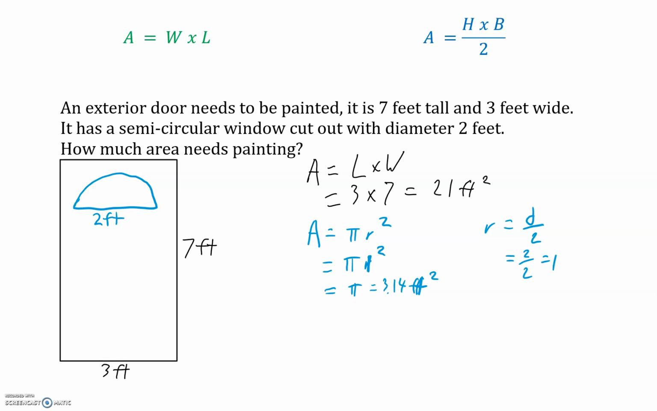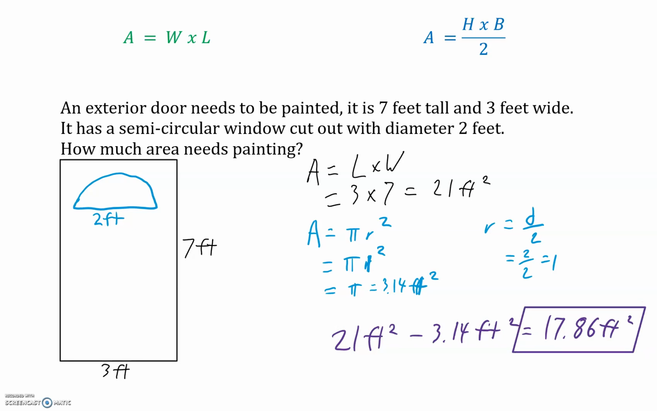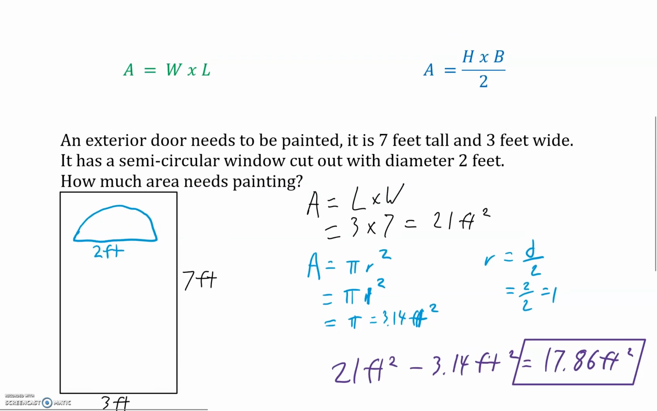Okay, so now what we're going to do is take our 21 feet squared from earlier, minus 3.14 feet squared, and get to our answer. So let's just type that in. And we're going to get to 17.86 feet squared. And that's using the idea of a semicircle, the idea of changing from diameter to radius, and the idea of a rectangle all in one question.